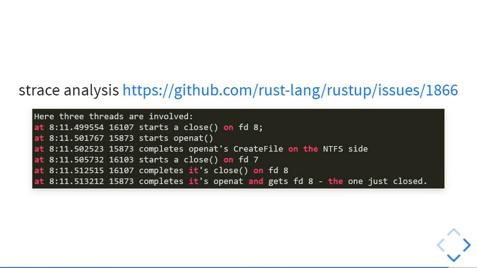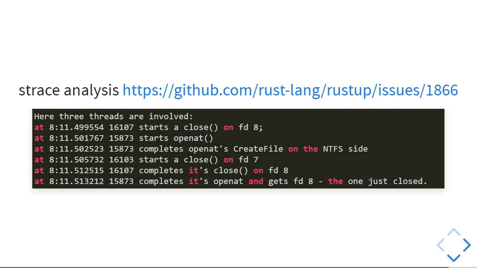The first thread starts a close on a file descriptor. A second thread starts an openat. A third thread, so the second thread completes its create file on the NTFS side. It's finished. It doesn't have any more work to do. It should be able to allocate a file descriptor number at this point.